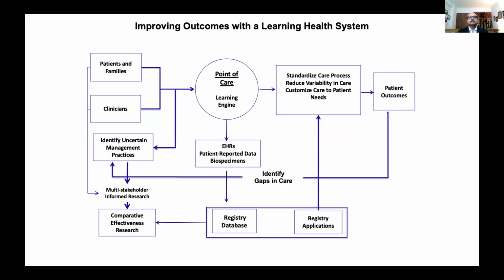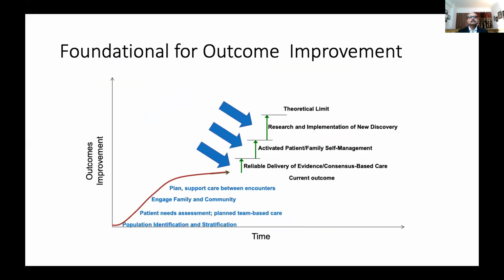When we shift from the hospital to thinking about clinical outcomes in the community, using this learning health system model of patients and families engaged with clinicians, standardizing processes, reducing variability, identifying gaps in care, and generating new knowledge, we begin to look at something like this. So this is an inflammatory bowel disease work that we did. We begin with identification and stratification.